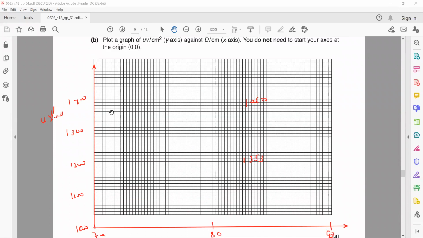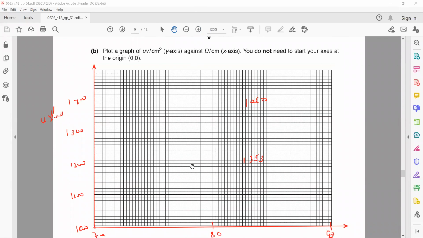I'm just sketching a graph. I'm not plotting the graph. I'm just sketching, showing the possible shape. So the first value, when it is 70, is 1060. Each box is representing 10. And the last one, when it is 90, is 1353. So when you sketch, I'm just working out the values, so it will be like this. In between the results will be there.